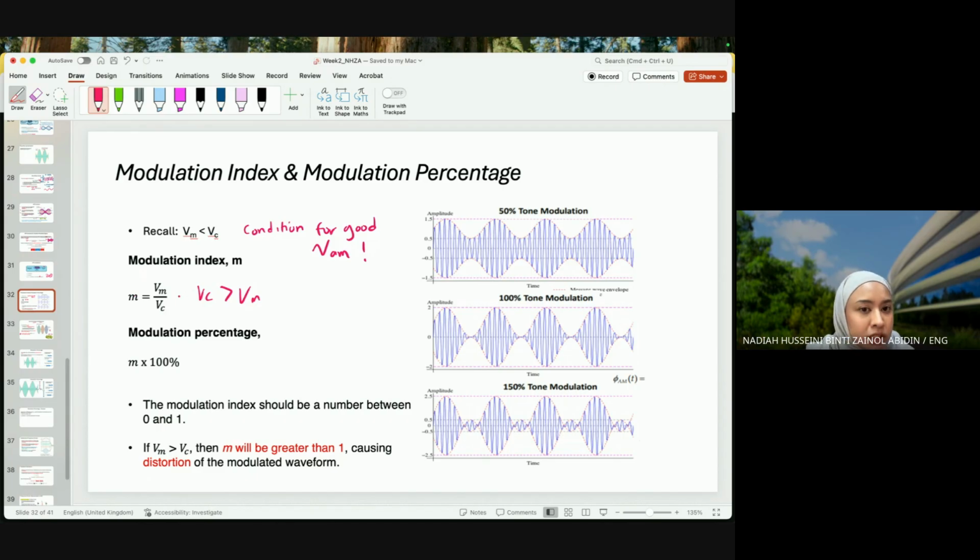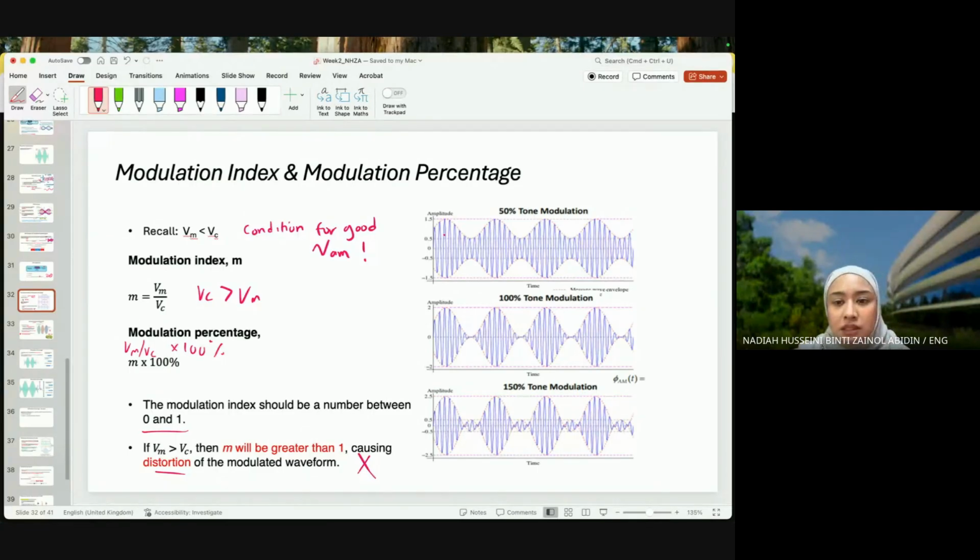To find the modulation percentage, M times 100, so basically VM over VC times 100%. The modulation index should be a number between 0 and 1. If VM is greater than VC, then M will be greater than 1, causing distortion. So this is bad. I'm going to draw a skull, but it doesn't work, so imagine the skull. M will be greater than 1, causing distortion. Our preferred value for M is 0 to 1, because that is 0 to 100%. If it's greater than 100%, you're doing something wrong.